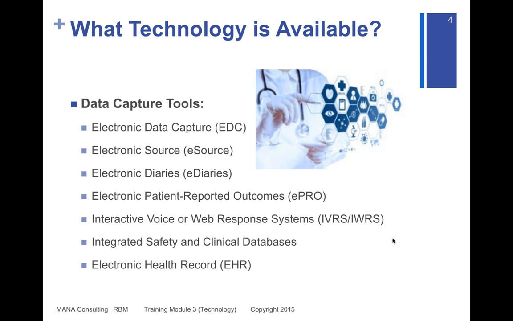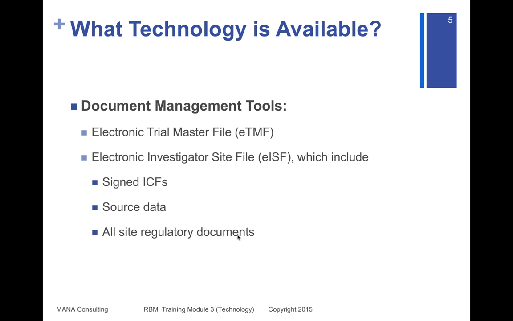Then there's the IVR or IWR systems, which many of you are familiar with, where oftentimes you get your randomization numbers. And then there are integrated safety and clinical databases, and of course the electronic health record. These are just a few, but these are the common ones. From a document standpoint, many people know about an electronic trial master file, which is where you can maintain basically the sponsor reg binder in an electronic format.